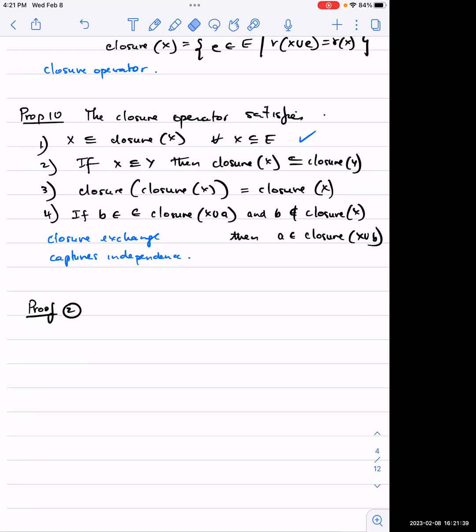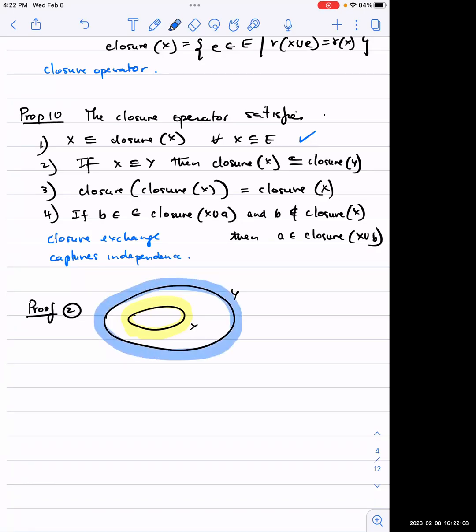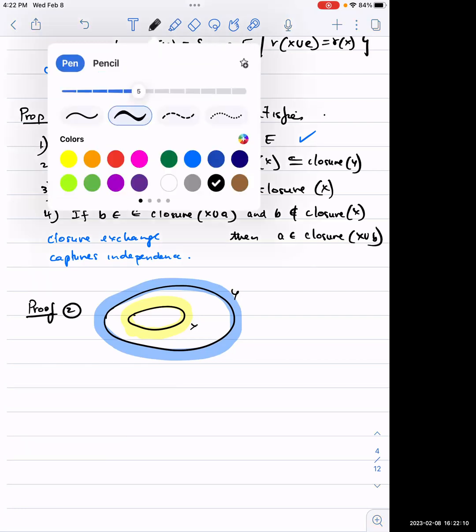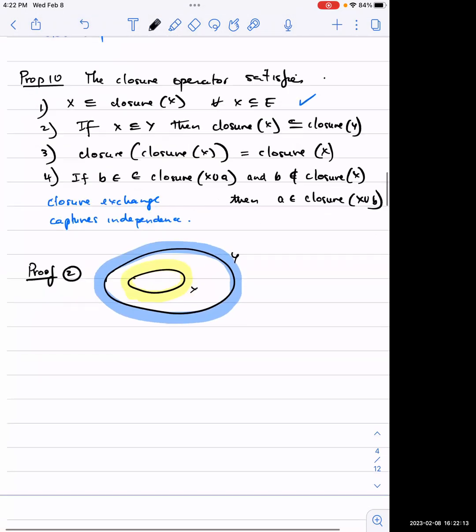Okay, so we're doing 2. We have to show that the closure of X is contained in the closure of Y. So let's draw a picture. Here we have X and we have Y, and then we want to show the closure of X. It's good to visualize the closure of X as something around X like that, almost like boundary points. And then this would be the closure of Y. So, you know, 2 seems like a reasonable property.